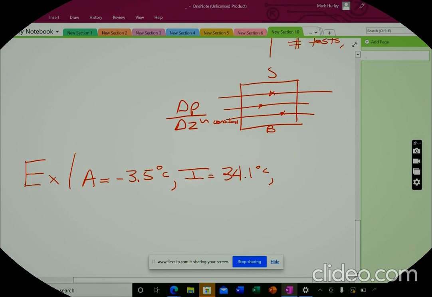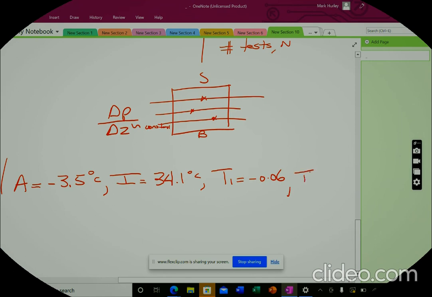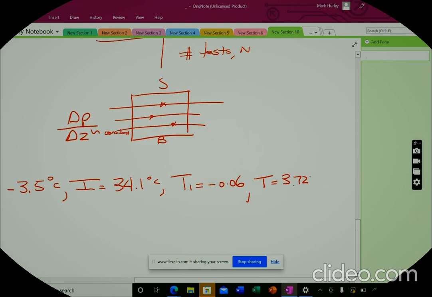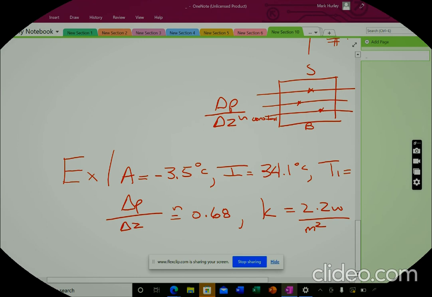degrees Celsius. The T1, the surface temperature, was approximately negative 0.06, and the base, or at a depth of 6 inches below the slab, was equal to 3.72 degrees Celsius. Another property we found was a change in proportion per unit depth of approximately 0.68 for 39 ranges. And then the thermal conductivity, of course, we measured is 2.2 watts per meter squared.